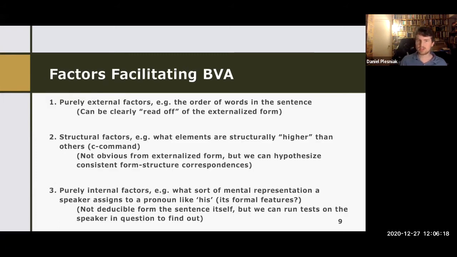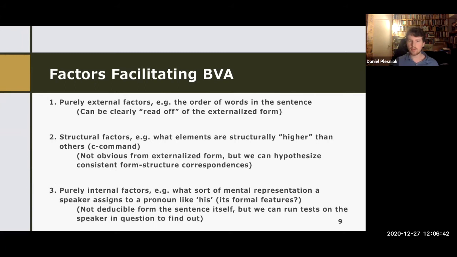Our basic approach is to assume more or less that there are three types of factors that control whether this BVA interpretation is available or not. It may not be specifically three factors, but three broad types. The idea we've had for a long time, but this particular way of exposition is somewhat new, so you can let me know if this makes sense or not.